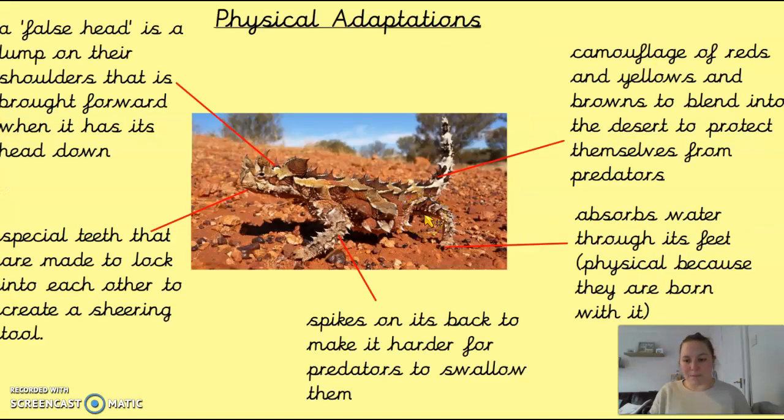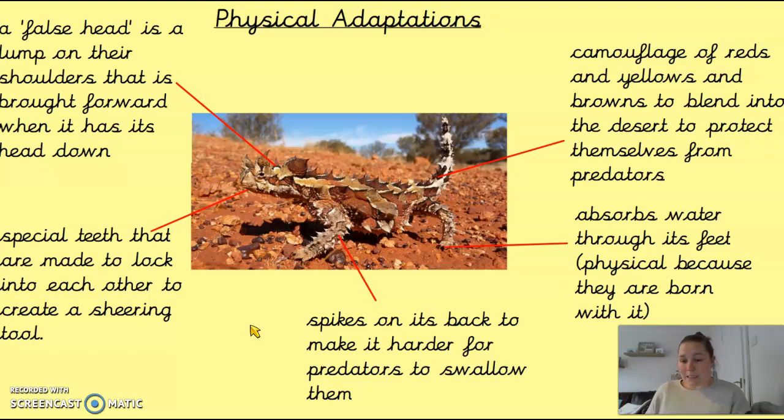So the physical adaptations of the thorny devil. It's got a false head. So a lump on its shoulder that acts as a false head when its head is down. So that can serve to protect its real head. It's got special teeth that lock into one another to create a shearing tool. So they lock in together to cut. So that will help with some of the food that it eats.